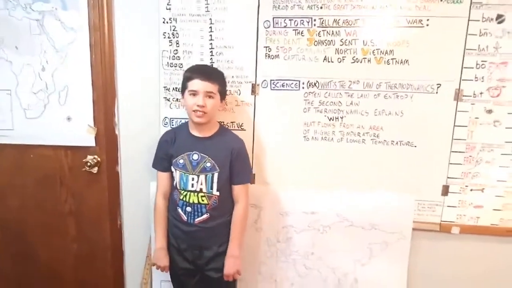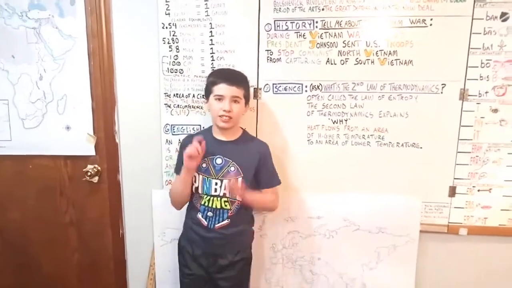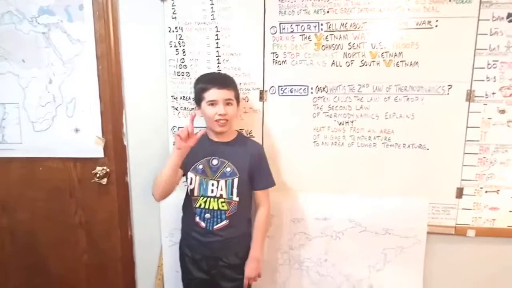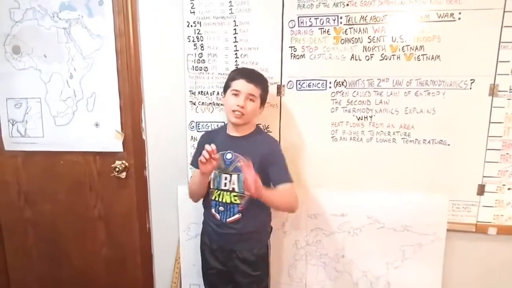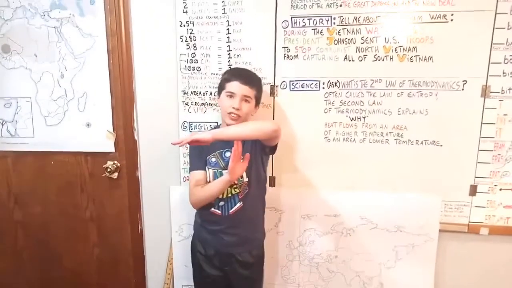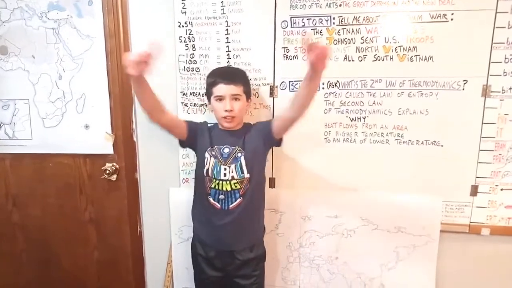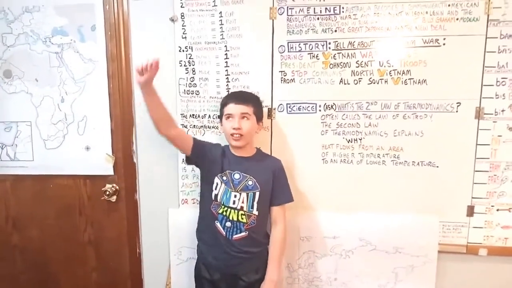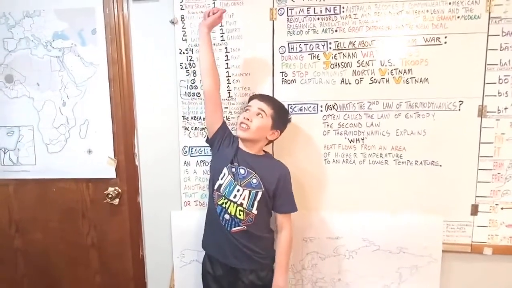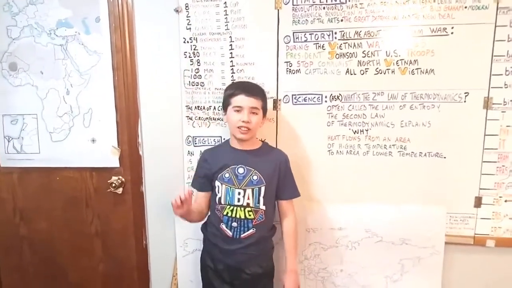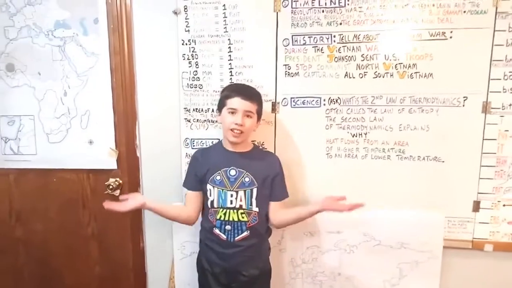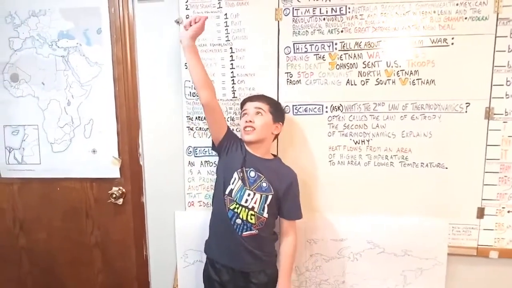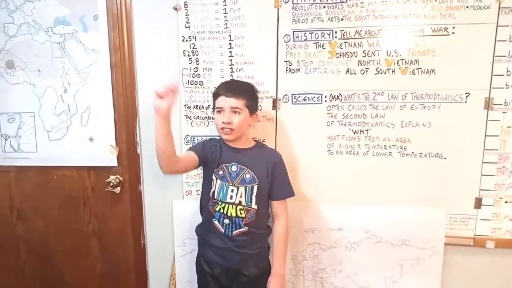Here we go. What is the second law of thermodynamics? Ready? Often called the law of entropy, the second law of thermodynamics explains why heat flows from an area of higher temperature to an area of lower temperature.